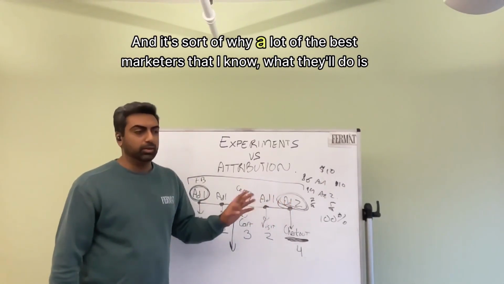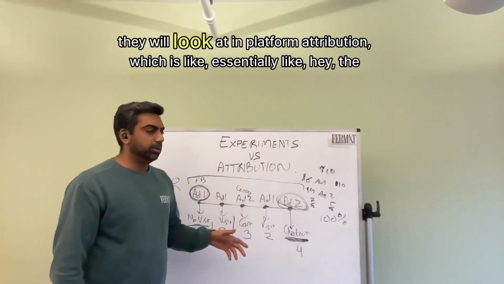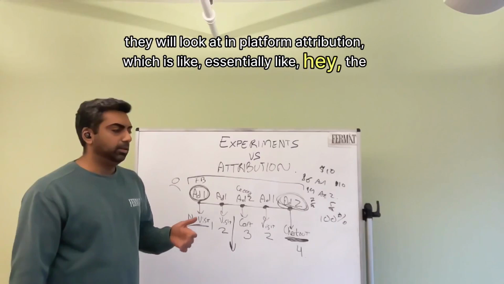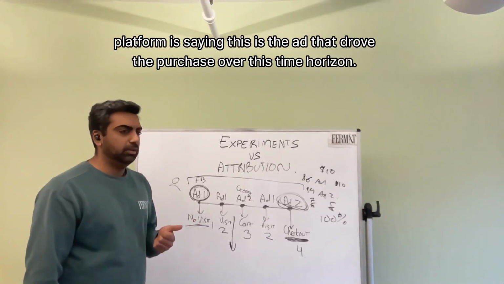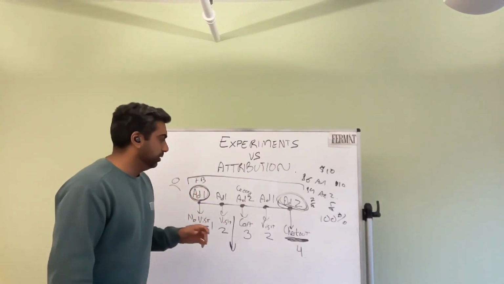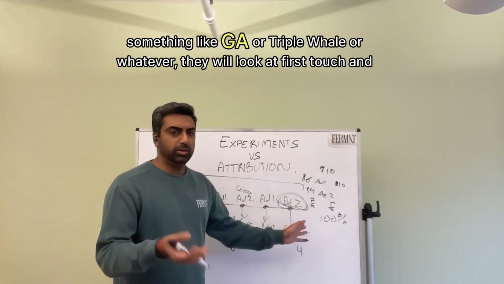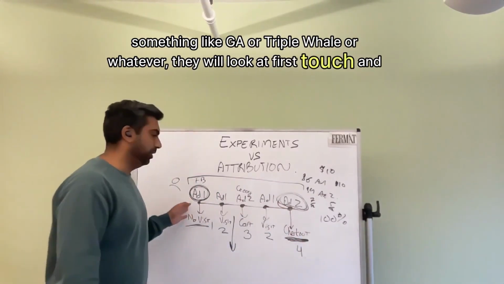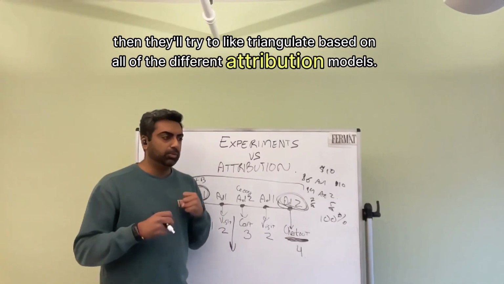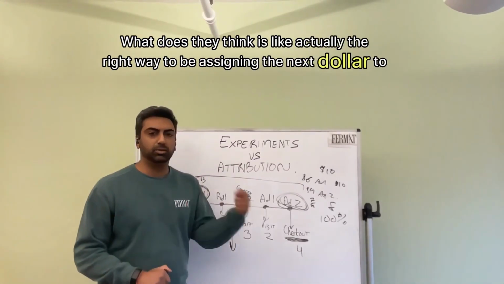And it's sort of why a lot of the best marketers that I know will look at in-platform attribution, which is essentially the platform saying this is the ad that drove the purchase over this time horizon. They will look at a last touch model in something like GA or Triple Whale or whatever. They will look at first touch, and then they'll try to triangulate based on all of the different attribution models what they think is actually the right way to be assigning the next dollar to a certain campaign.